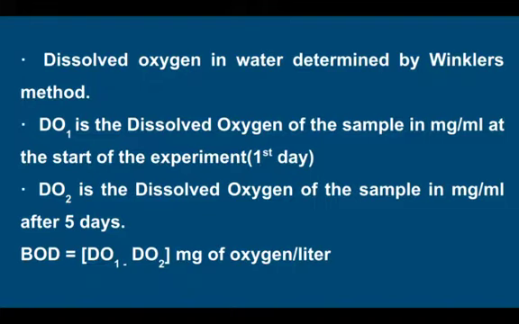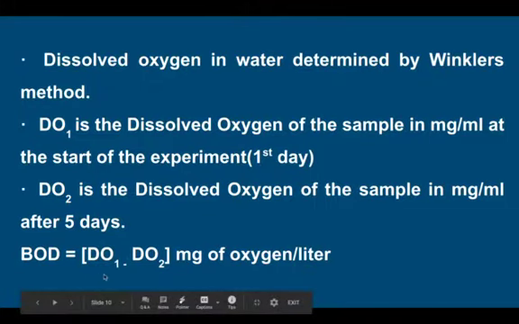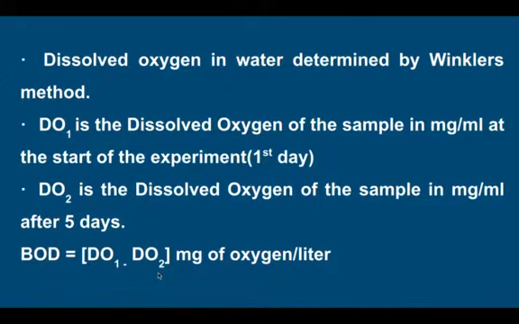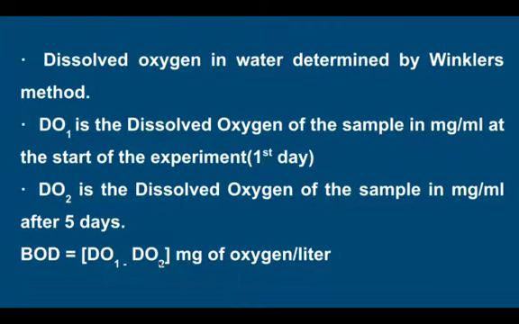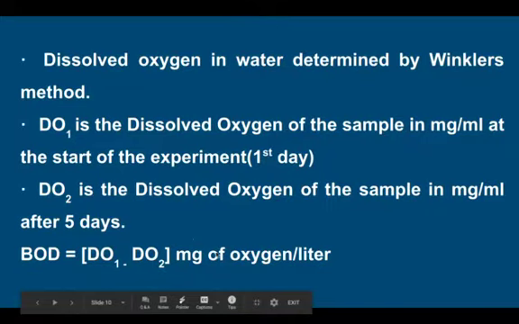So biological oxygen demand can be calculated as the dissolved oxygen level on the first day minus the dissolved oxygen level after 5 days, that is represented as DO2. So DO1 minus DO2 will give you the amount of dissolved oxygen that has been used up by the impurities for oxidation, and BOD is expressed in milligram of oxygen per liter. So this many milligrams of dissolved oxygen will be used up by the oxidizable impurities present in 1 liter under aerobic conditions.